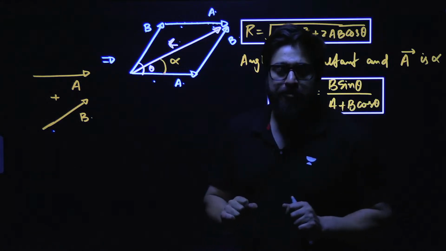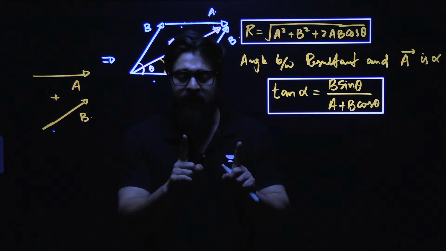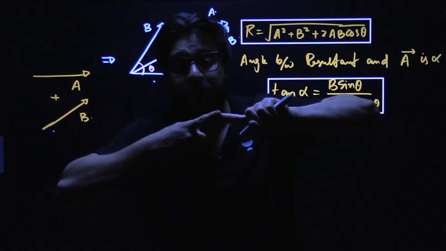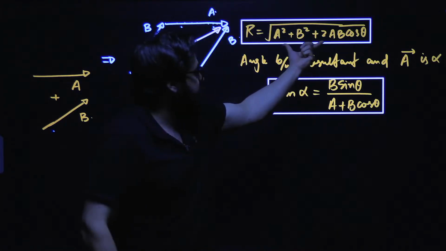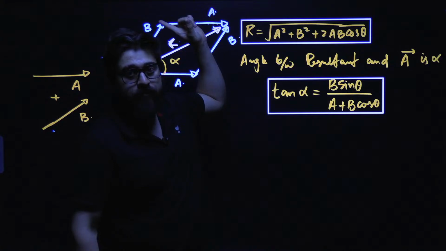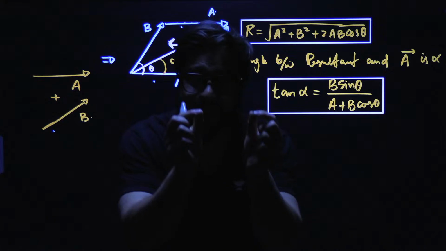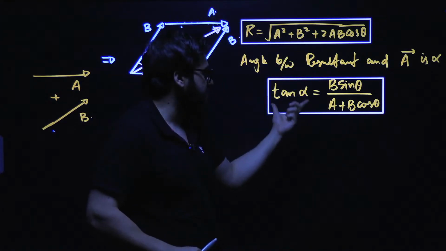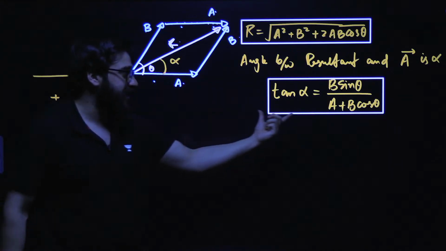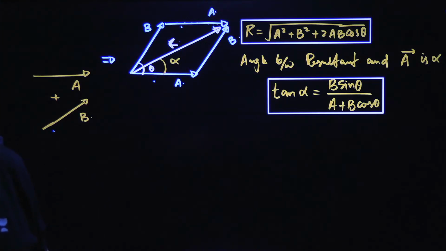So guys, in case of the parallelogram law, the resultant is represented by the diagonal, and the value of the resultant is exactly the same as in the triangle law. And when it comes to the triangle law, the resultant is represented by the third side of the triangle. That's it. This will be the resultant over there, and this is the tan of alpha over here. I hope this is crystal clear.